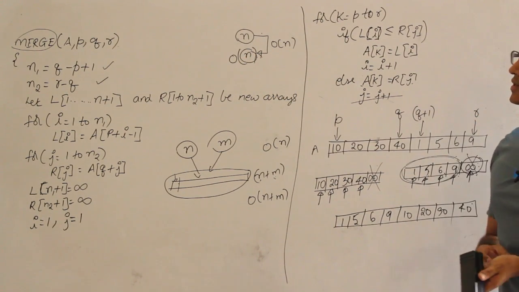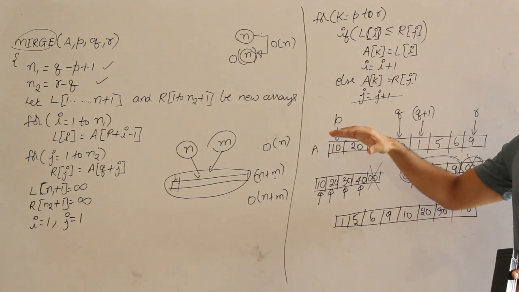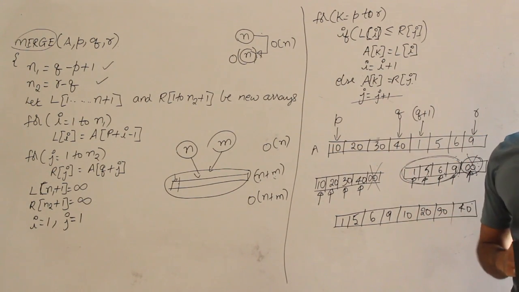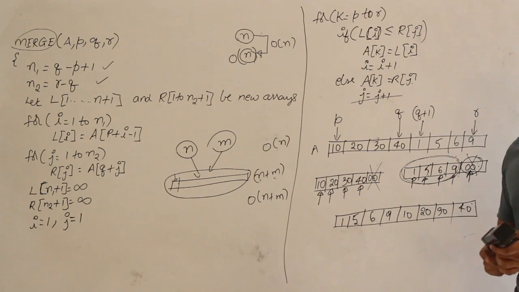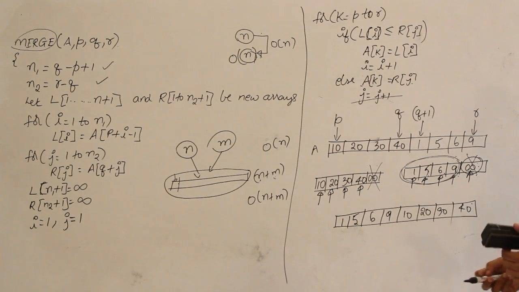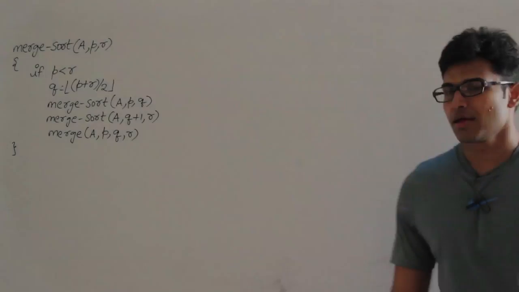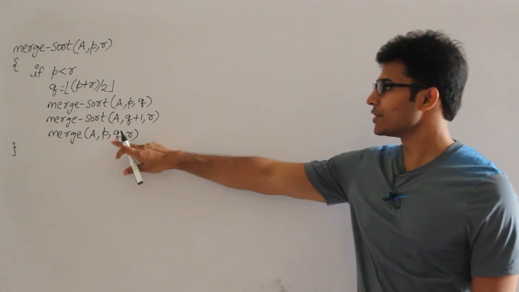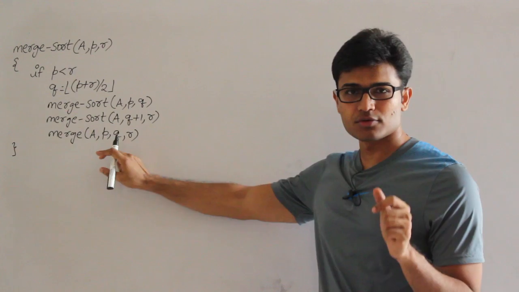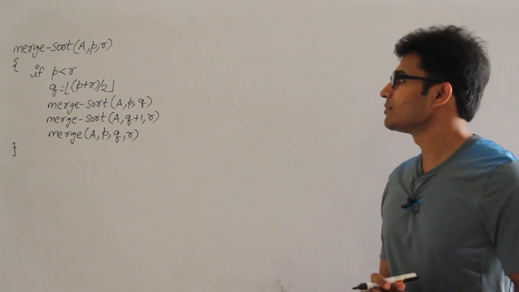Okay. Now we shall see how to use this merge method in order to sort the entire array. That is called merge sorting. We shall see it now. So we have already seen the merge procedure, how to merge two sorted lists into one single list. Now we shall see merge sort.